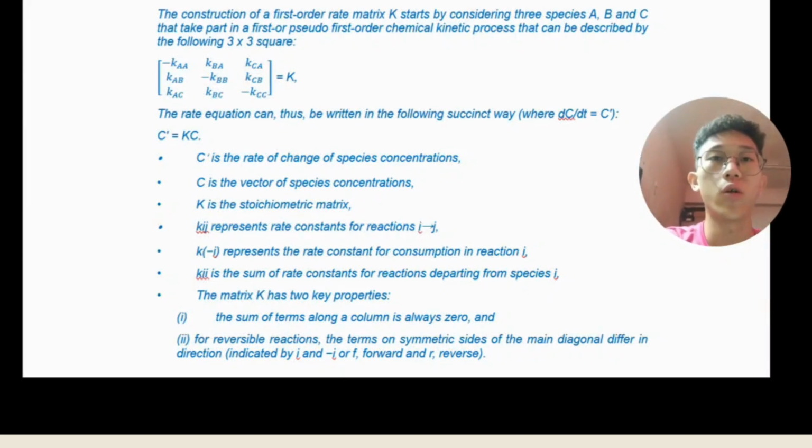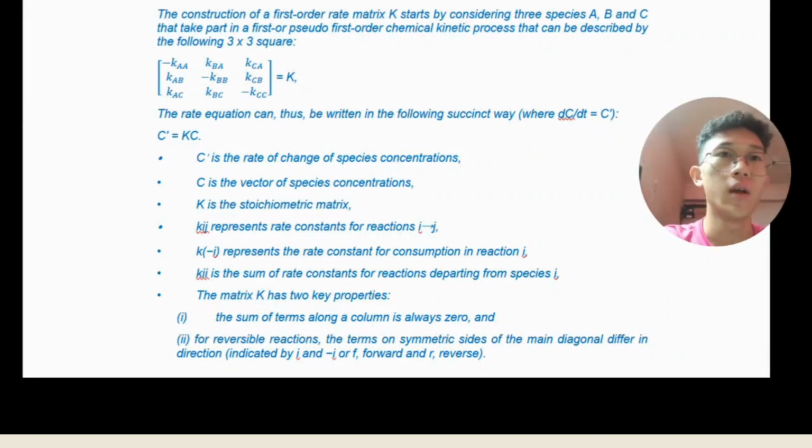In this video, we are going to focus on the matrix method. The question asks: consider a system of linear reactions involving three substances A, B, and C with a set of coupled first-order differential equations. Represent this system in matrix form and solve for the concentration vector as a function of time.